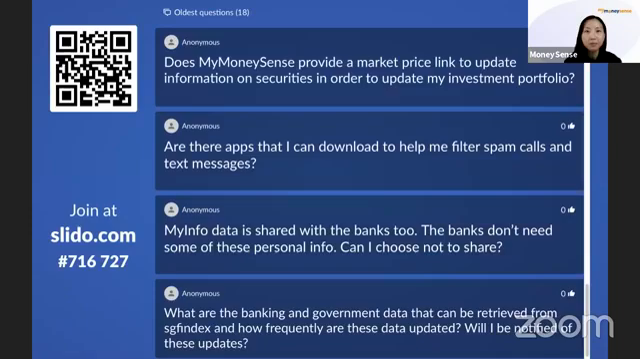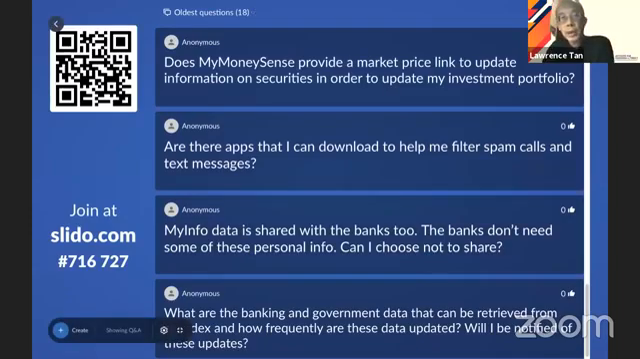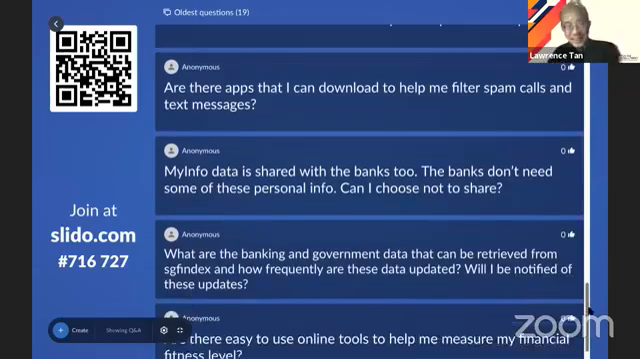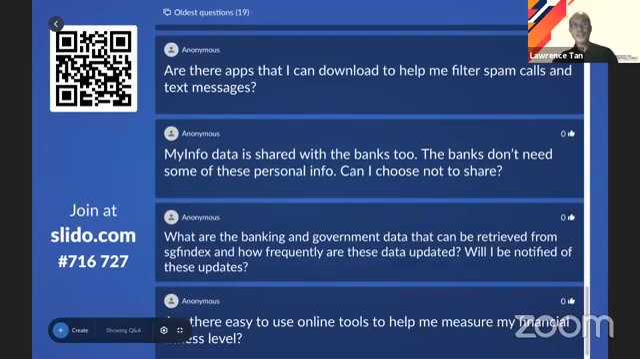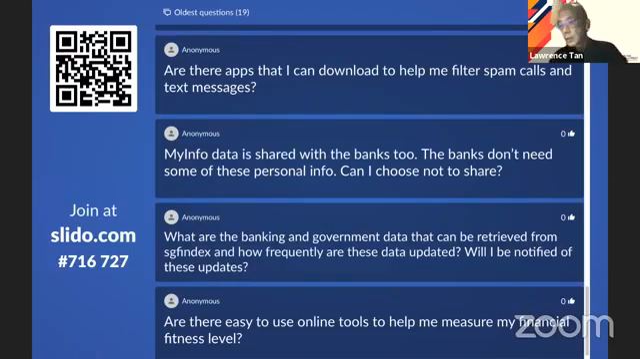Next question. Are there apps that I can download to help me filter spam calls and text messages? Oh, indeed, there is. It's called Scam Shield, one word. It can filter calls as well as SMS and I think MMS as well. So you can do the setting. I think it's created by the Singapore Police, SPF, if I'm not mistaken. So do check it out. Scam Shield again. I've been using it.